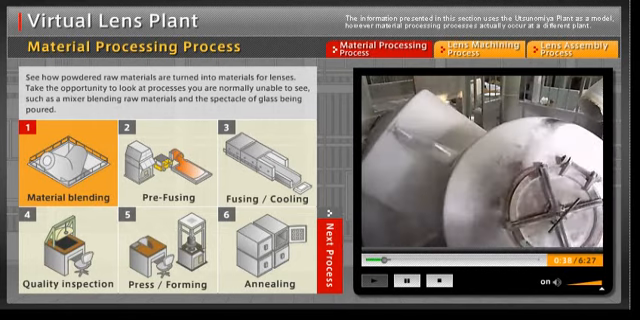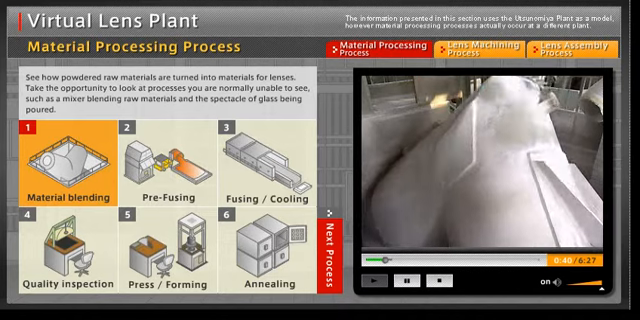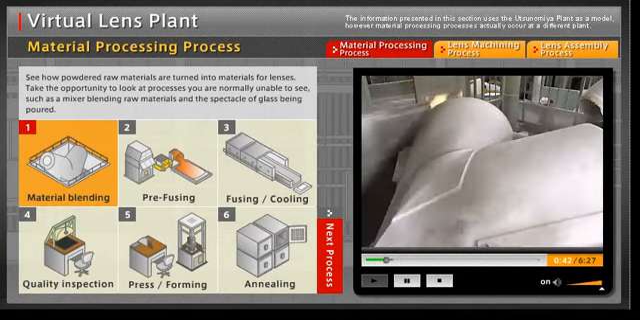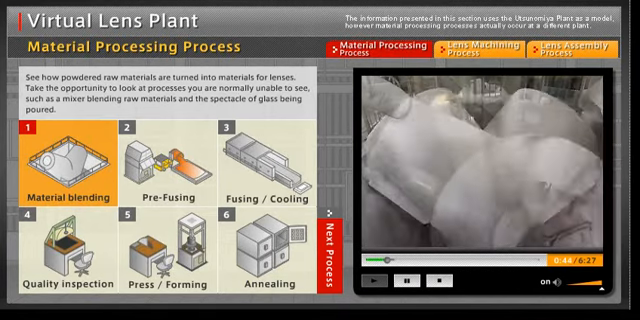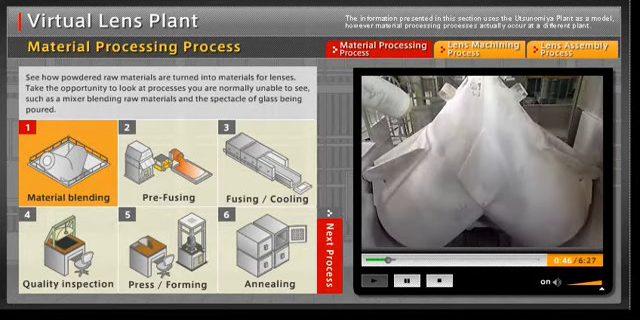Impurities such as iron that cause reduced transmittance are removed to the order of parts per million, and each material is precisely measured and placed into the V-shaped mixer.